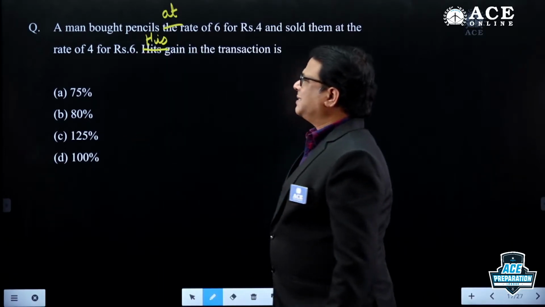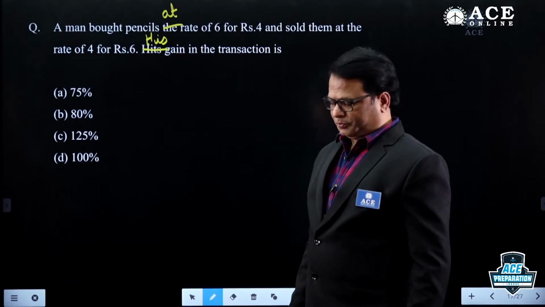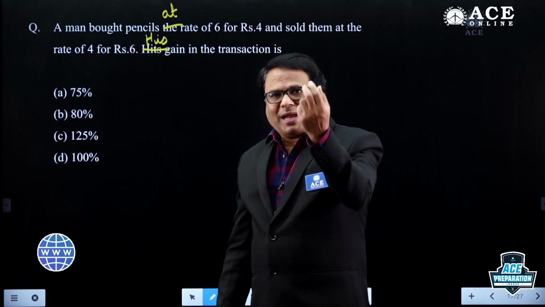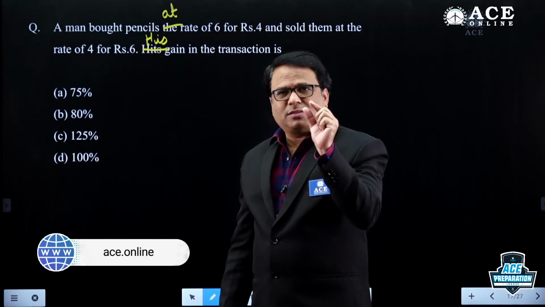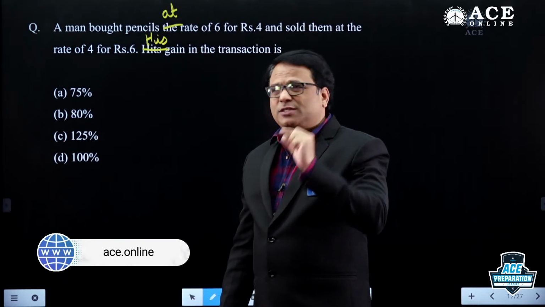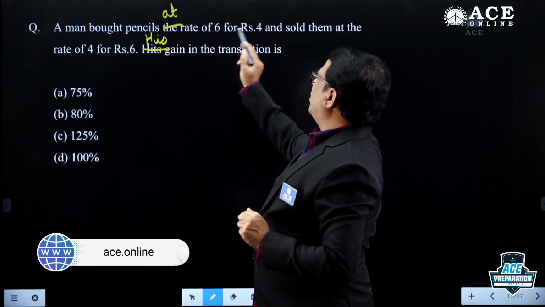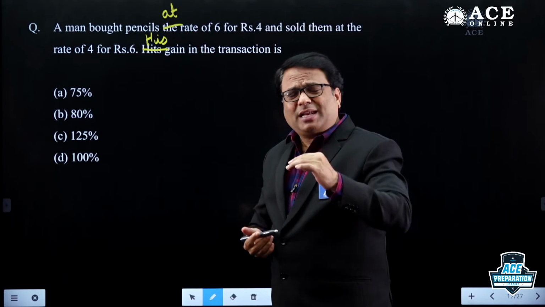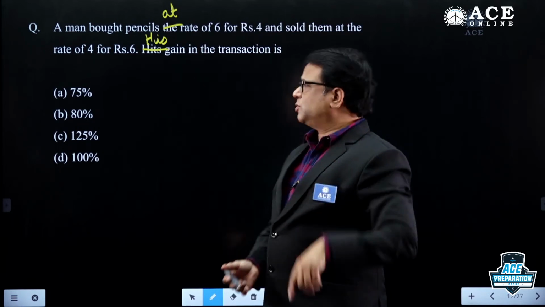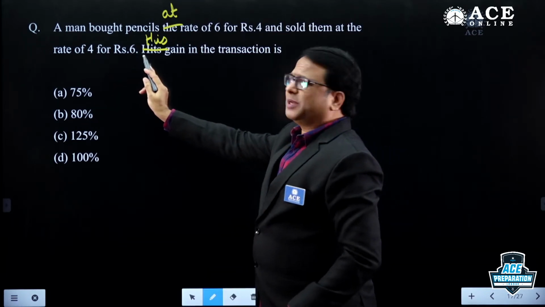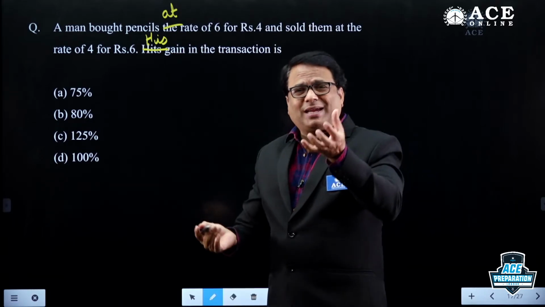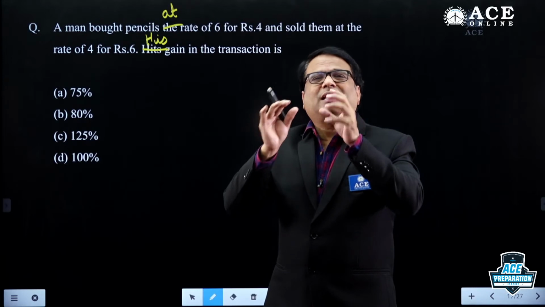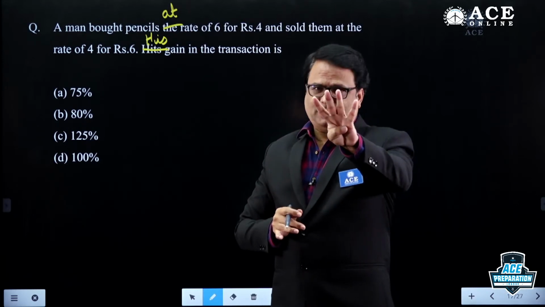His gain in the transaction is dash. Now, while buying the pencils, the trader is buying as a set of 6 pencils. You can see 6 for rupees 4. And while selling the pencils, he is selling them as a set of 4 pencils. You can see 4 for rupees 6. So, while buying, he is buying as a set of 6 pencils, and while selling, he is selling as a set of 4 pencils.